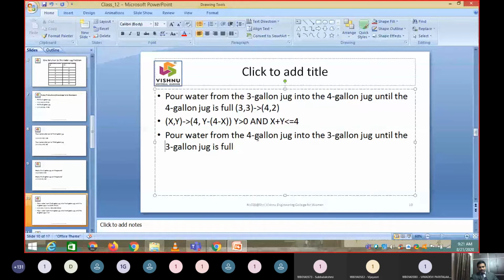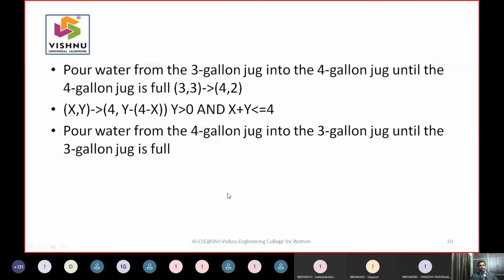So I also asked yesterday, can you get from 4,2 this 3,3? Is it possible? Yes, sir. From 4,2 there is every chance that you can get this 3,3. The reason is you can write productions in such a way that you pour the entire water from the 4-gallon jug into the 3-gallon jug until the 3-gallon jug is filled. This is also possible. That is the reason when you are moving from one state to another state, you need to see whether this move is significant or not.